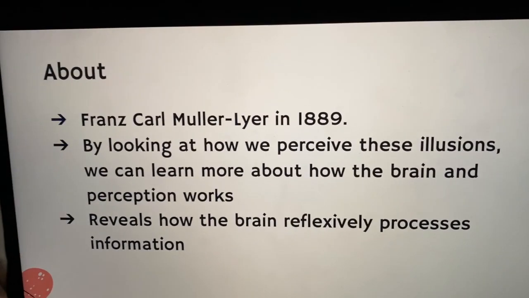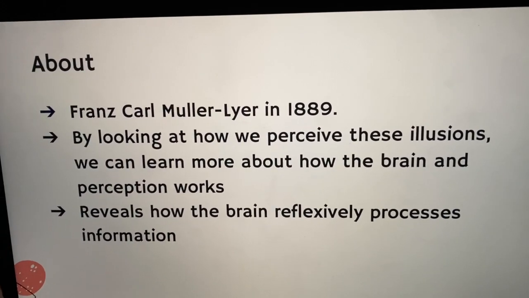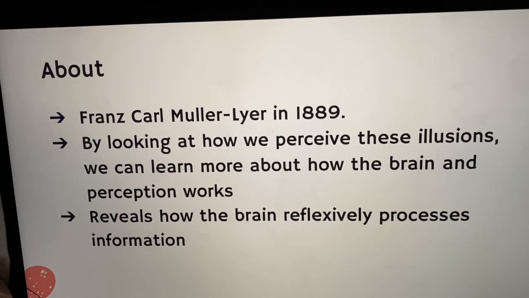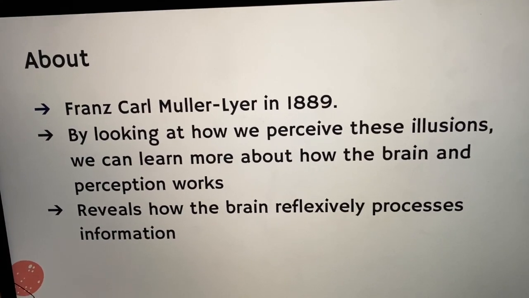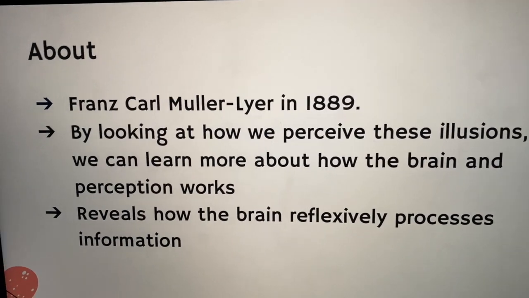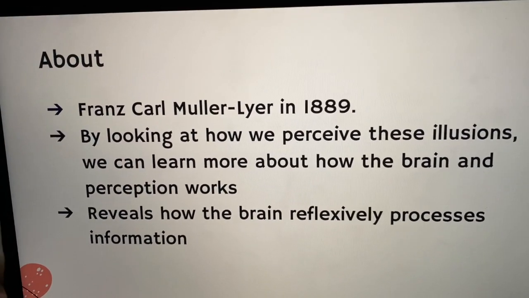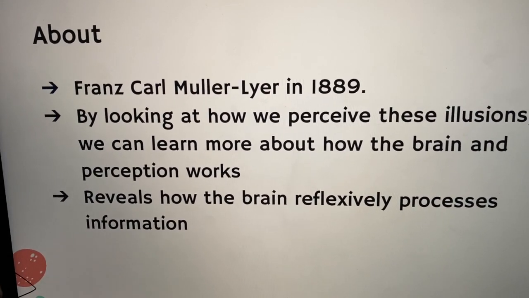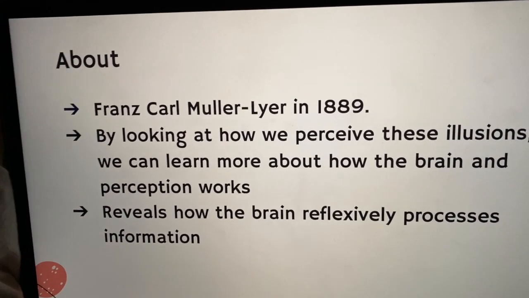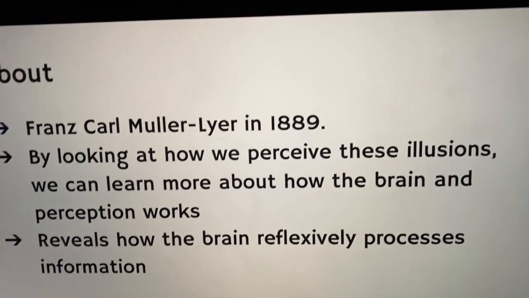So let's learn a little bit more about this. Franz Karl Müller-Lyer invented this in 1889, and it basically tells us that the way that we perceive things tells us a lot about how the brain and perception works. This illusion reveals how the brain reflexively processes information. That means that when the brain sees an object for the first time, that's its reflexive process, and that's how it perceives it immediately.